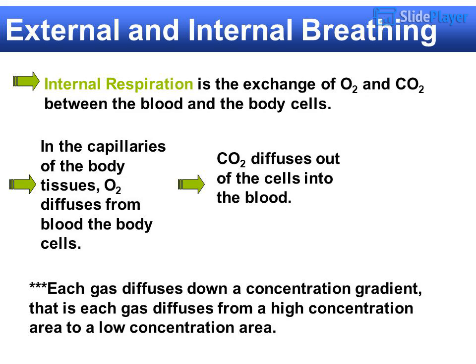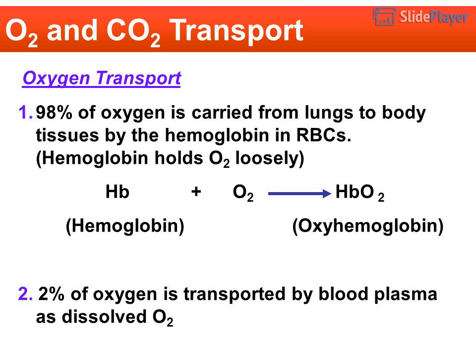Internal respiration is the exchange of O2 and CO2 between the blood and the body cells. In the capillaries of the body tissues, O2 diffuses from the blood into the body cells. CO2 diffuses out of the cells into the blood. Each gas diffuses down a concentration gradient, that is, from a high concentration area to a low concentration area.